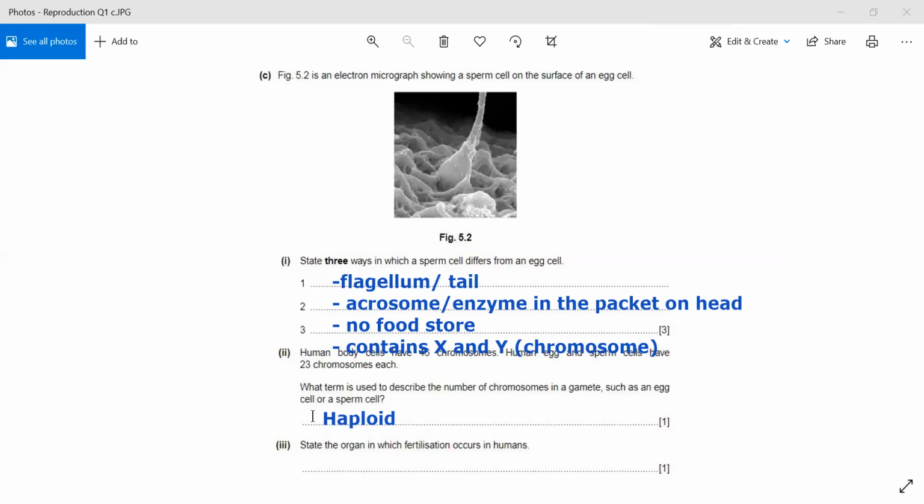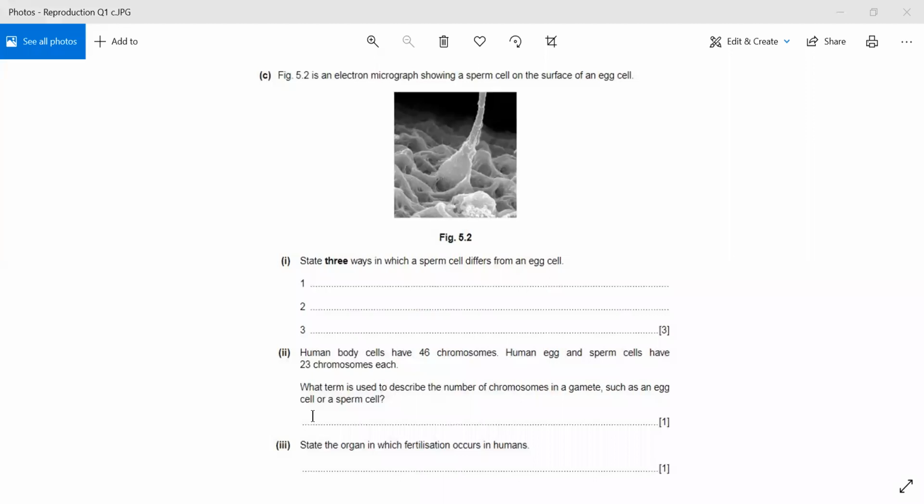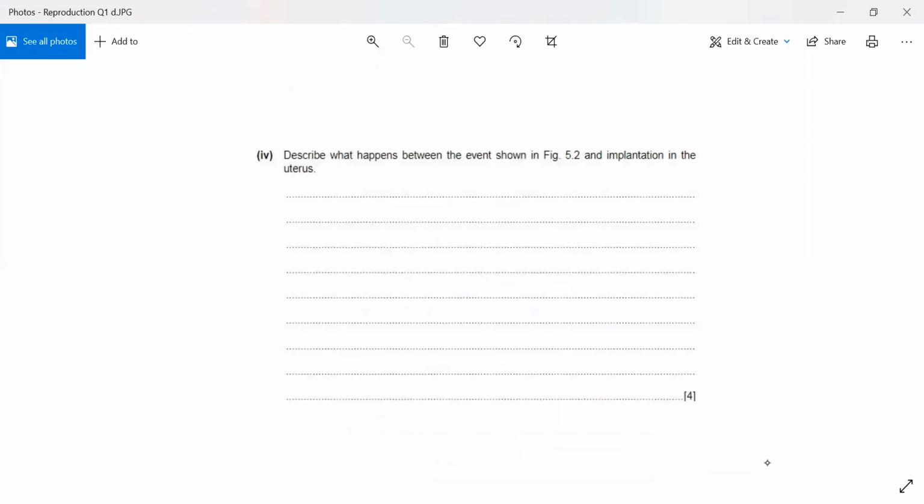State the organ in which fertilization occurs in humans, and that is the oviduct. The other name for oviduct is fallopian tube as well. So you may talk about it, fallopian tube, the upper part of the oviduct or fallopian tube. Now we will move to the next part of the question. Here they say, describe what happens between the events shown in figure 5.2 and implantation in the uterus.